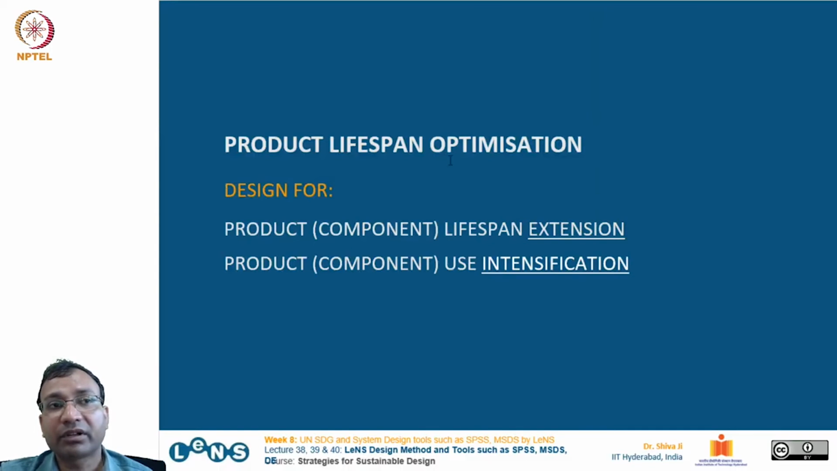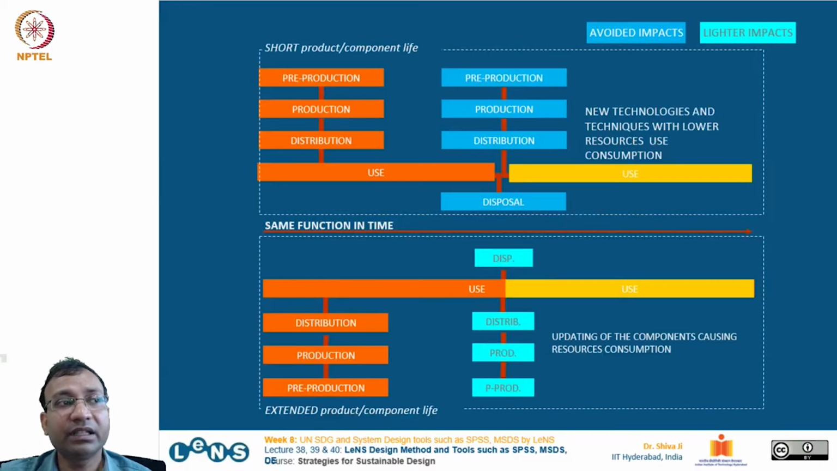Further moving on, like product lifespan optimization: how the longevity can be extended, how the product can be made serviceable for a longer period of time, minimizing the need for an additional or second unit of the same material. So design for product component lifespan extension, design for component use intensification. We will see in this illustration over here. If you see a short product and component life, from pre-production to production to distribution and use, how this effect can enhance the longevity of any product and system.